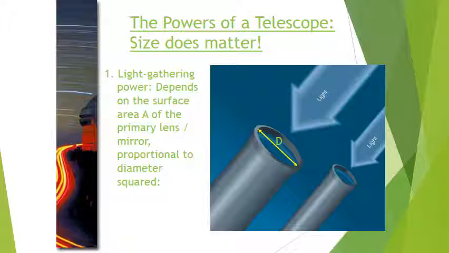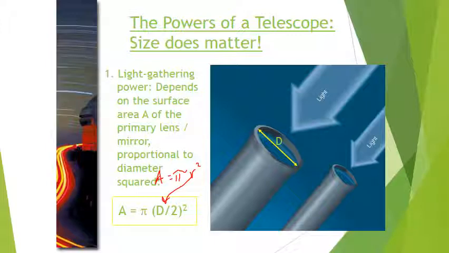You get a bigger, what's called, primary objective. That could either be a lens or a mirror. If it's a refracting telescope, it's going to be a large lens. If it's a reflecting telescope, it's going to be a large mirror. But the primary objective has got to be large, and the larger it is, the more light you can gather. In fact, it goes by the area of your lens. The area of a circle is pi r squared, where the radius is written as the diameter divided by 2.